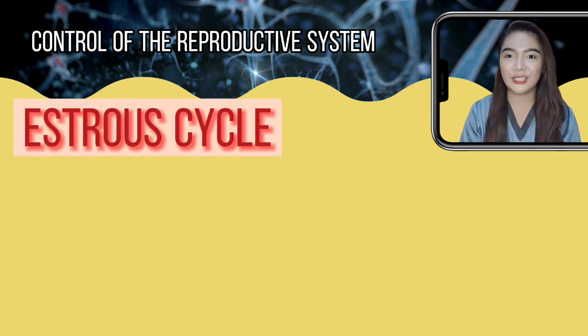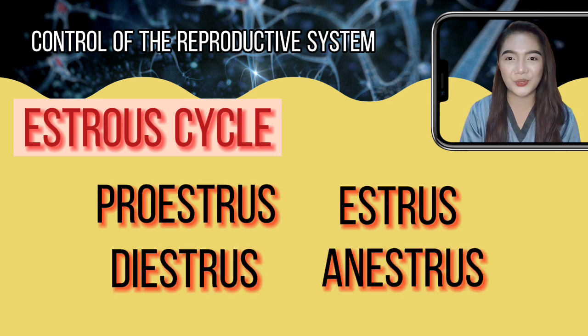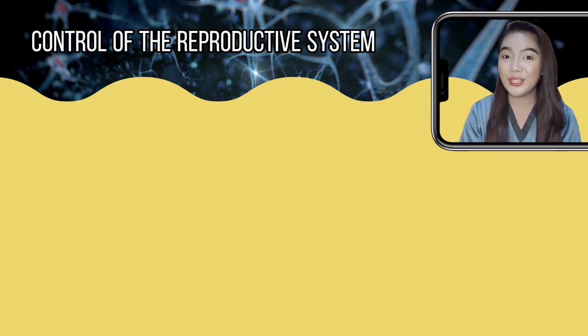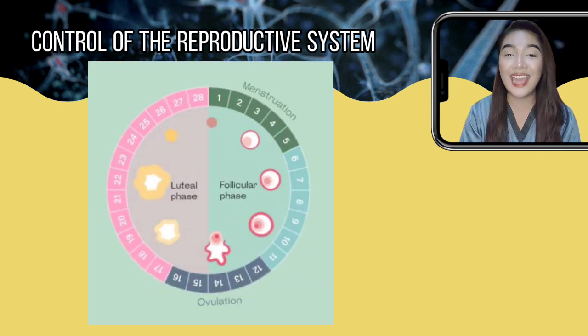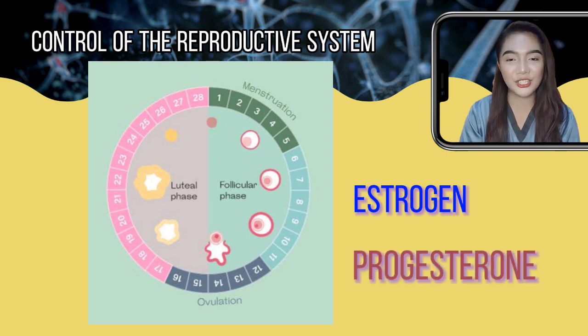The reproductive or estrous cycle in animals traditionally has been divided into 4 stages called proestrus, estrus, diestrus, and anestrus. The cycle also may be divided into a follicular phase and a luteal phase. In the follicular phase, the cycle is under the influence of estrogen produced by developing follicle, and in the luteal phase, it is under the influence of progesterone made by the corpus luteum.